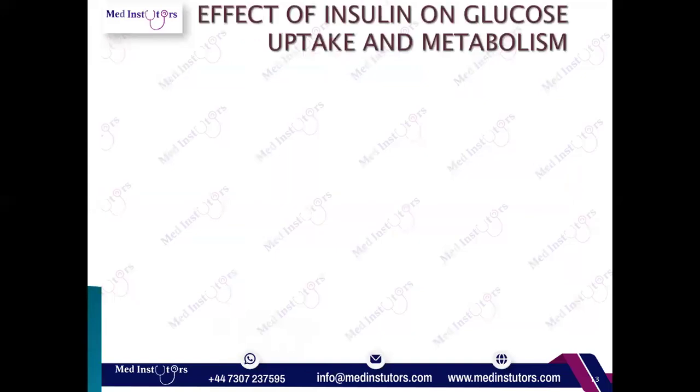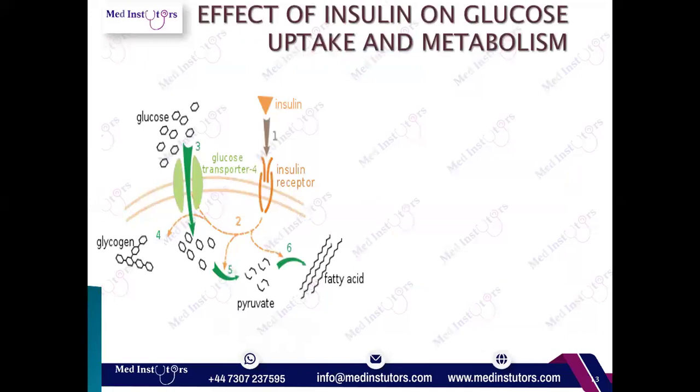Now, how is this insulin acting? The effect of insulin on glucose uptake and metabolism. When insulin is released into the bloodstream, it reaches the target organs, especially the skeletal muscles, adipose tissue, etc. The cells of these organs have insulin receptors on them, and our insulin will come and bind to these insulin receptors, resulting in a cascade of reactions.